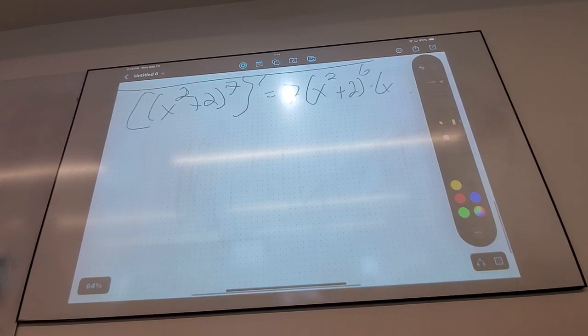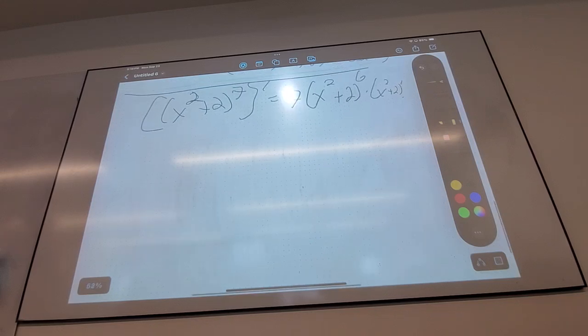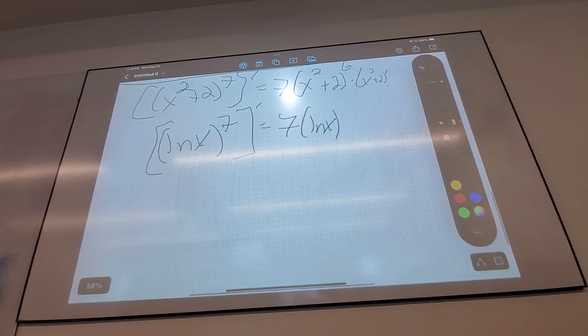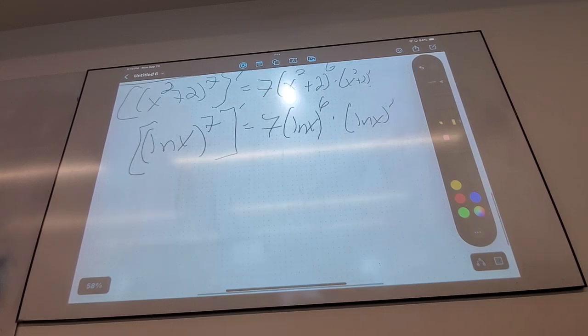Times (x squared plus 2) prime. Okay. If it was natural log of x to the 7th power, how would you do its derivative? 7 in front of the stuff to the 6th power, times the derivative of the ln, which will be 1 over x. On each one of these I'm not done, correct? But that's not my point. I'm making a point.